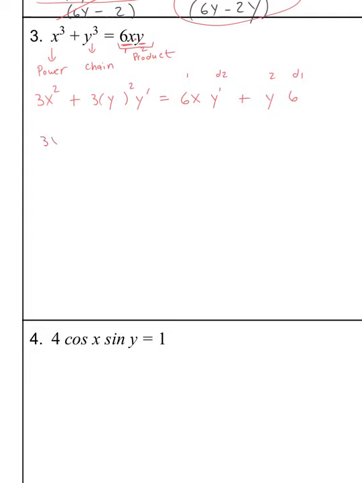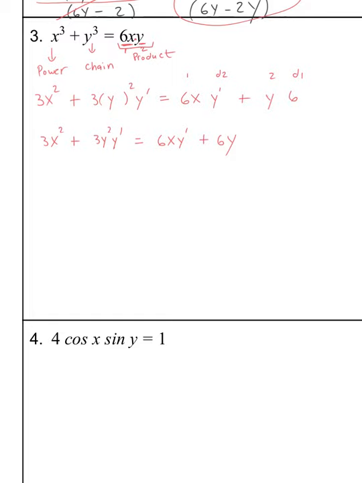So 3x squared stays the same. I'm going to get rid of the parentheses here. 3y squared y prime. On the right, I have 6xy prime plus 6y. So just clean it up, make it neat. All right, now we have 4 terms: 1, 2, 3, 4. The terms with y prime in it have to be on the left, so I need to move this term over.